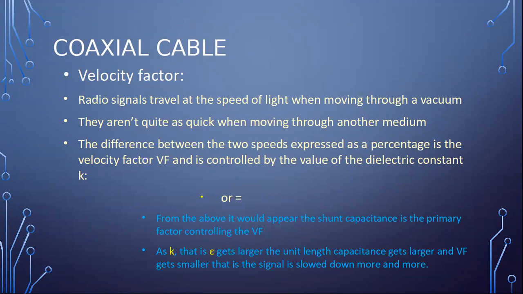So let's look at the velocity factor, bending radius, and UV resistance in the direct burial. As we know, propagating through a vacuum, radio signals propagate at the speed of light. When you put them into something other than a vacuum, when they have to go through real world materials, they slow down. The difference between the two speeds, expressed as a percentage, is called the velocity factor. Basically, it's 1 over the square root of K, the dielectric constant, or 1 over the square root of epsilon, the lowercase Greek letter epsilon, which is the same deal.